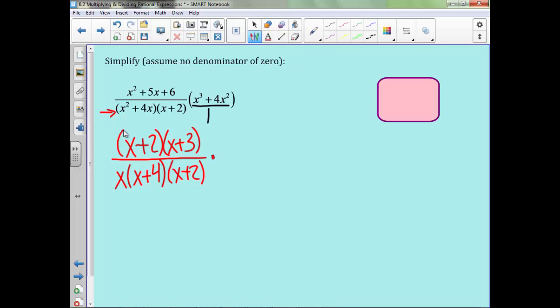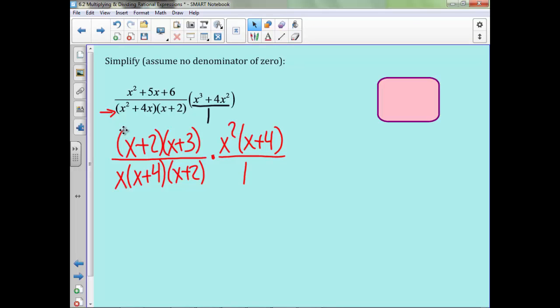And so now we can factor out an x squared. So we're left with x plus 4 over 1. Now notice our x plus 4s will divide out, our x plus 2s will divide out, and our x and one of the x's here will divide out. So we're just left with x times x plus 3.